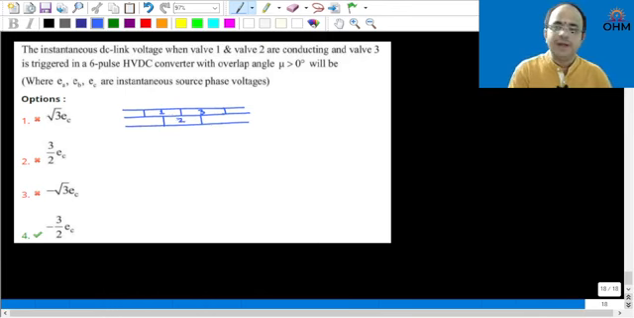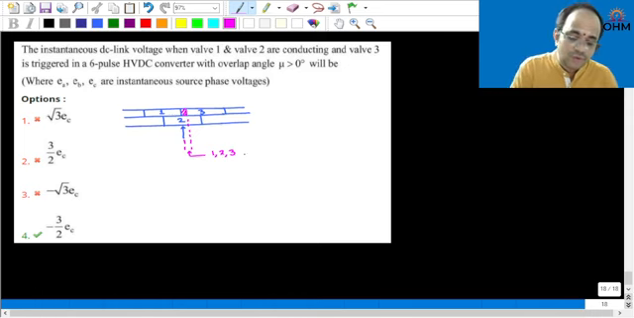Now, valve 1 and 2 are conducting. In this case, valve in the sense you have to consider only SCRs. Now, valve 3 is triggered. So, that is the point here. Okay, at this point. Now, overlap angle is given greater than 0. What do you mean by that? This is the overlap period, right? Therefore, in this interval, what are the conducting valves or what are the conducting devices? 1, 2, 3.